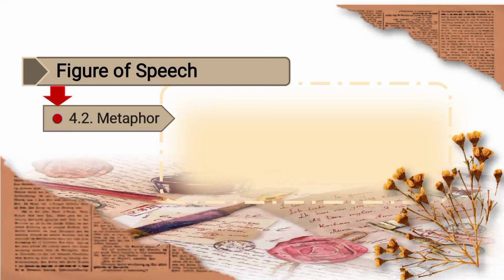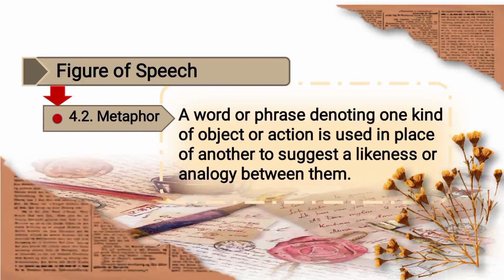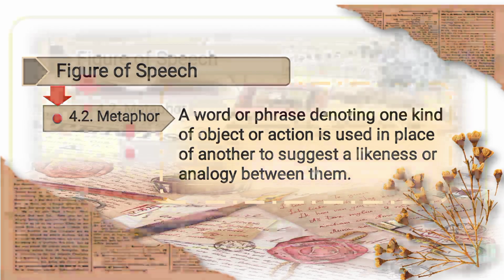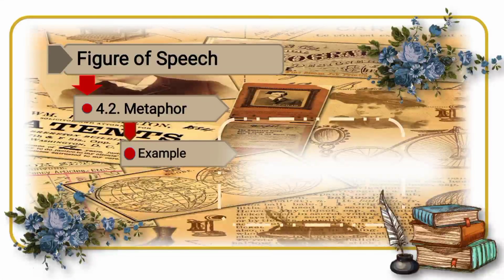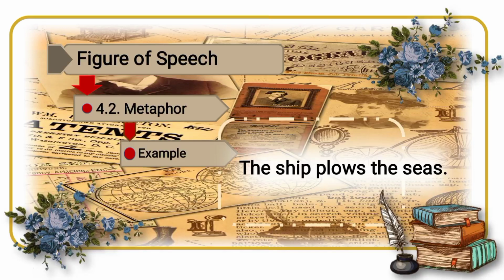Okay, next is the metaphor. It is a word or phrase denoting one kind of object or action used in place of another to suggest a likeness or analogy between them. It is an implied comparison in contrast to the explicit comparison of the simile. Example, the ship plows the sea.